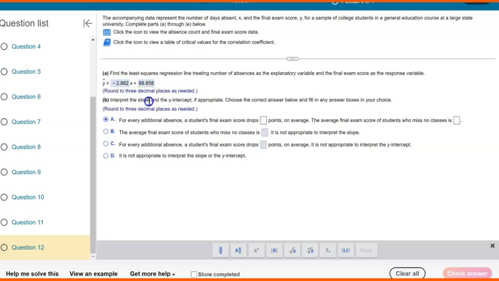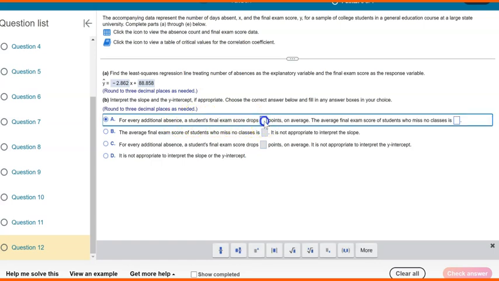Interpret the slope and y-intercept. The slope is negative 2.862. That means the final exam score dropped by this much for every one absence. Okay, that's because this is the rate of change. Therefore, we have to put: for every additional absence, the student's final exam score dropped 2.862 points on average. That's what you do every time when you interpret the slope.